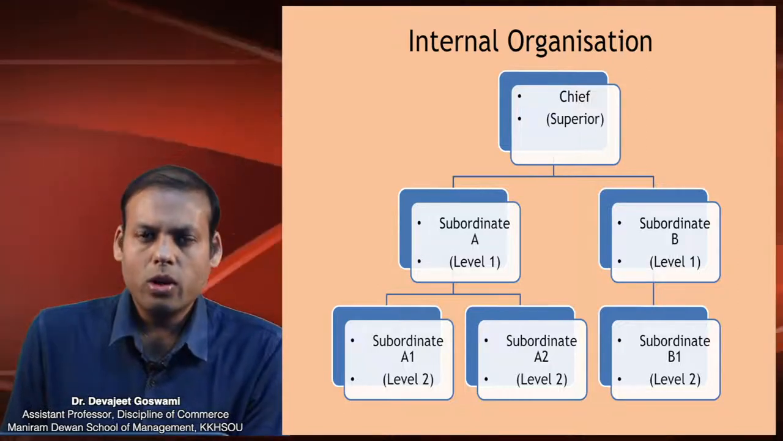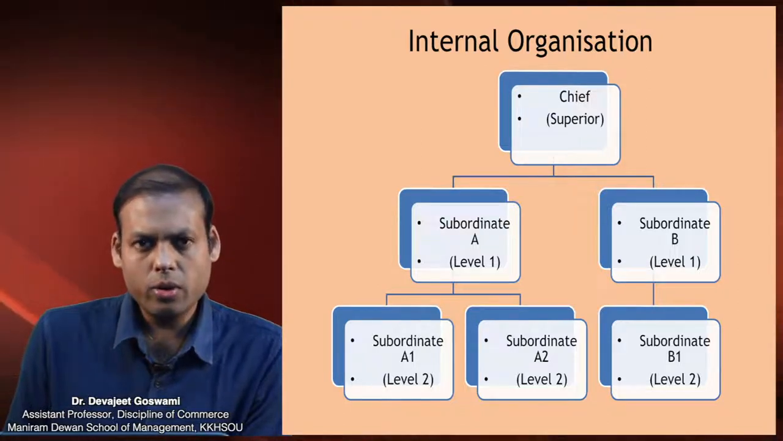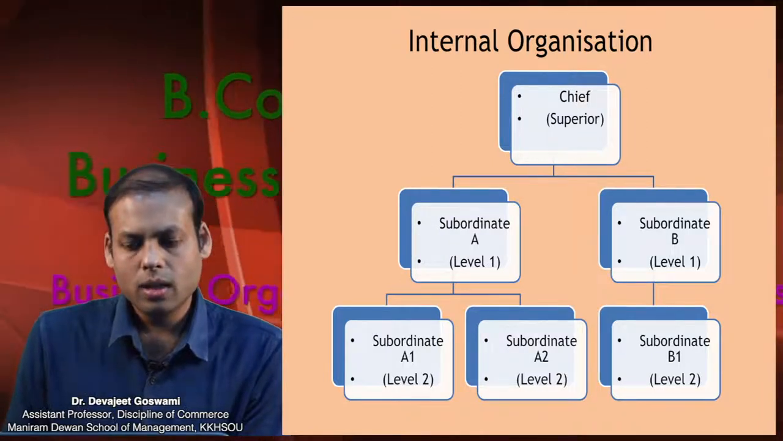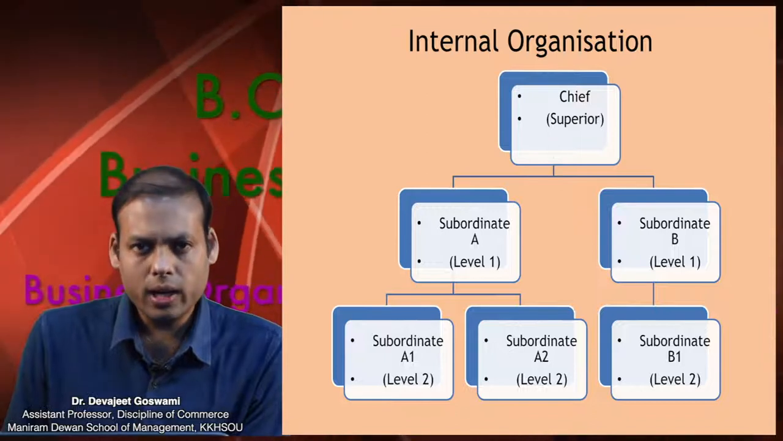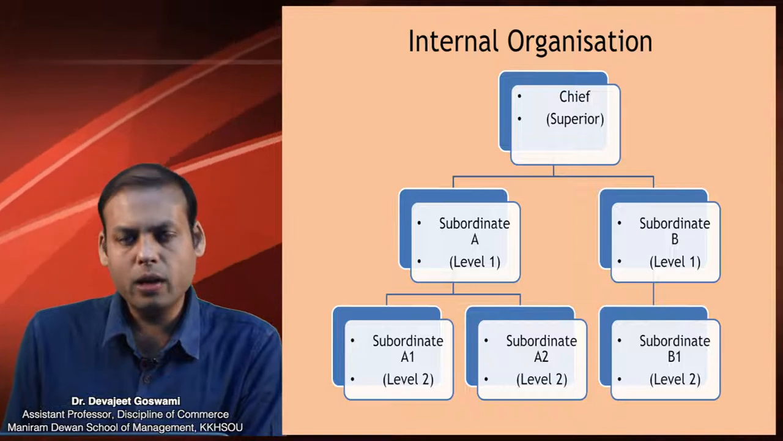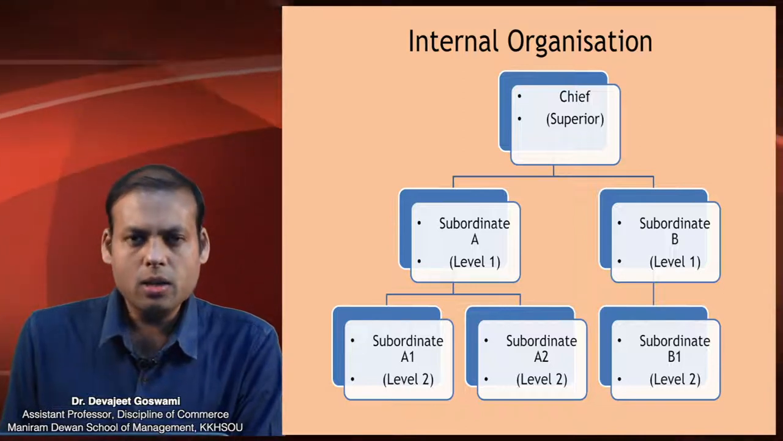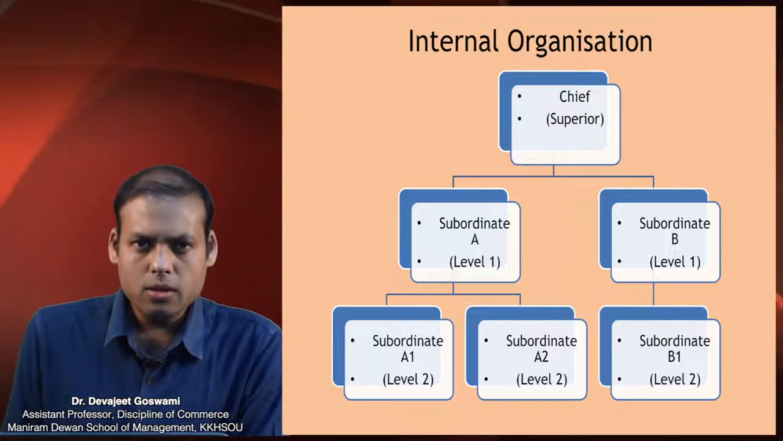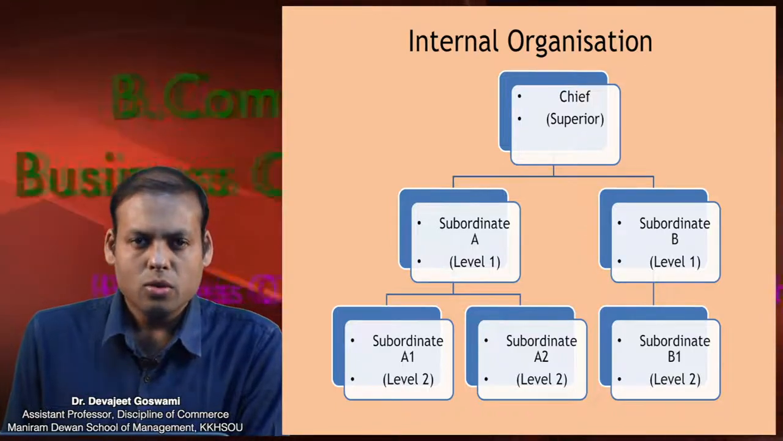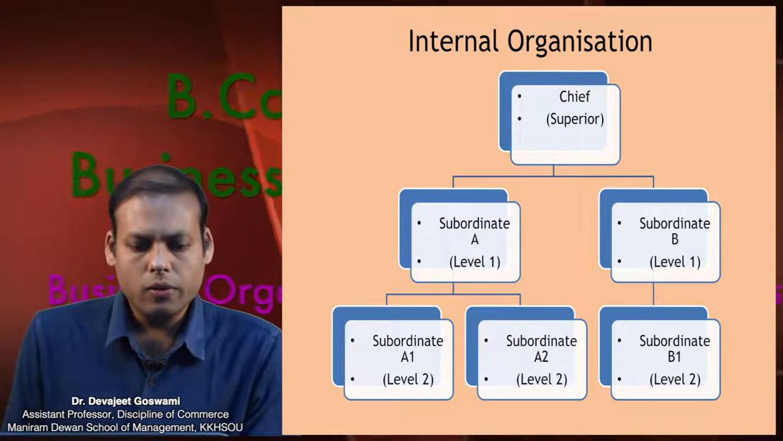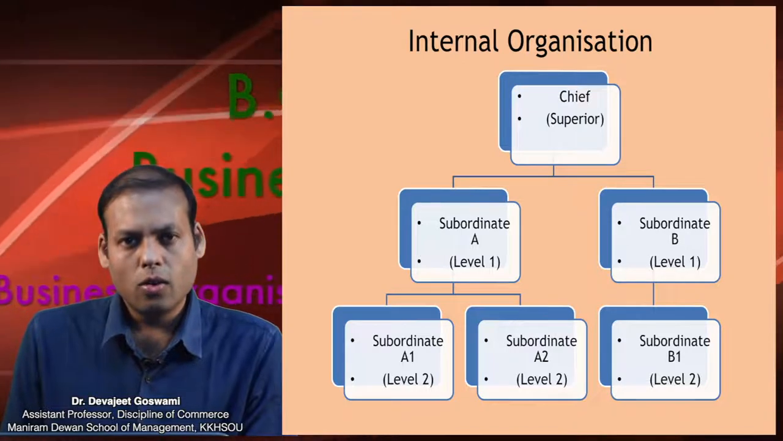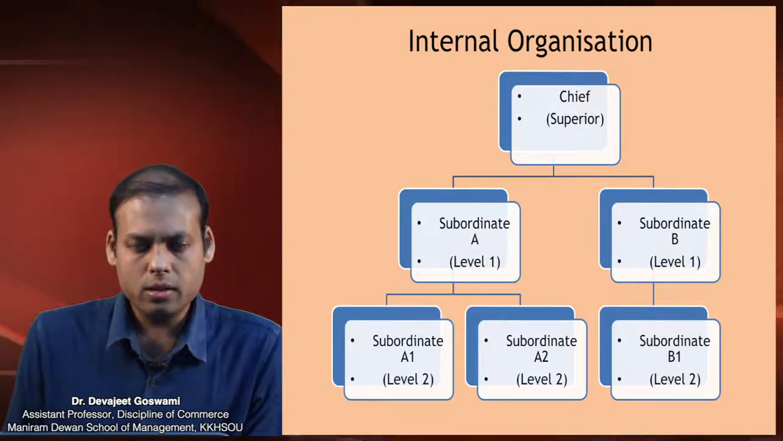Subordinate A will coordinate the activities of subordinate A1 and subordinate A2. Subordinate B at level 1 will coordinate the activities of subordinate B1 at level 2. In this way, all the activities will be coordinated by the chief. So, these coordinated activities will help in achieving the overall objectives of the organization.